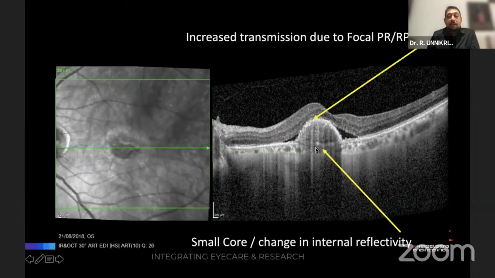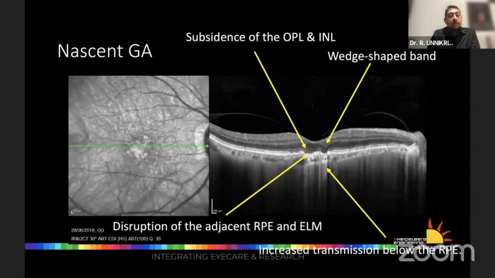This particular hyperreflectivity is called a core, which is another feature which has prognostic value in atrophy. The terminology called nascent GA. Nascent GA is a subset of incomplete atrophy that happens in the absence of a CNV. That's very important to know.